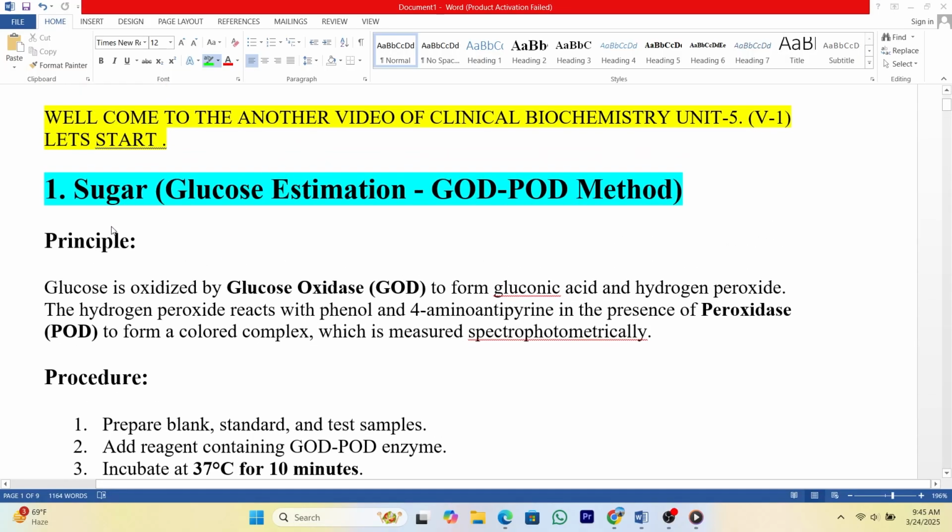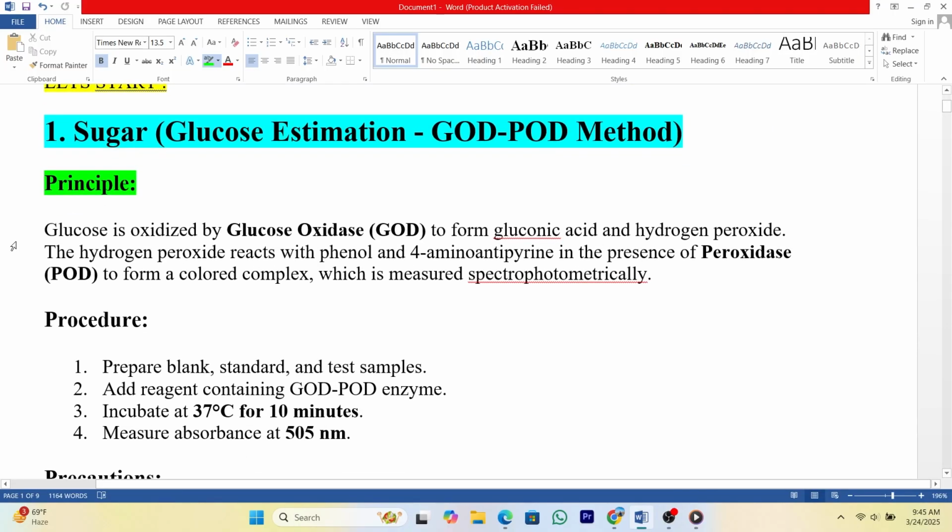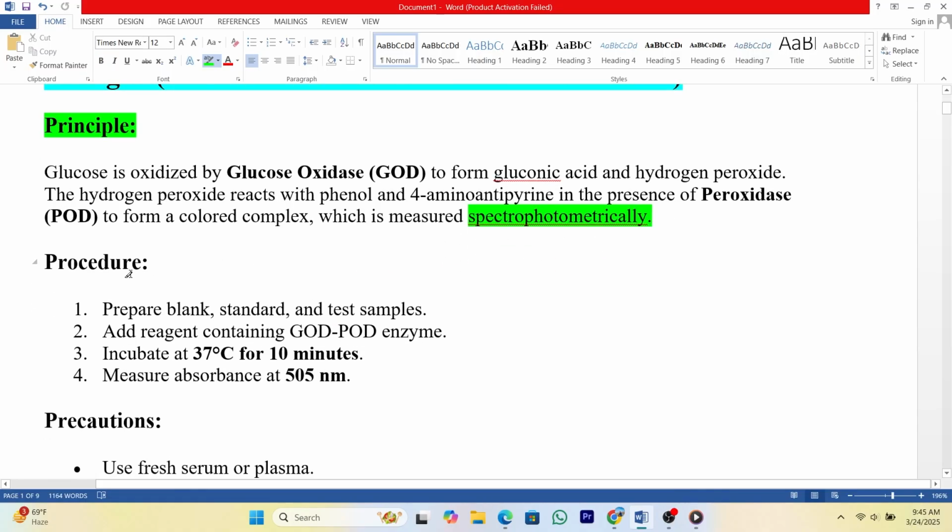1. Sugar, glucose estimation, GOD-POD method. Principle: Glucose is oxidized by glucose oxidase, GOD, to form gluconic acid and hydrogen peroxide. The hydrogen peroxide reacts with phenol and 4-aminoantipyrine in the presence of peroxidase, POD, to form a colored complex, which is measured spectrophotometrically.